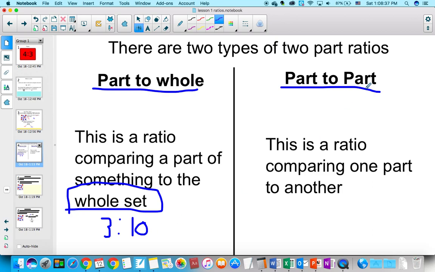While part to part is a ratio comparing one part of a set to another part of a set. So let's use our marble example again, and we say, okay, I have 10 marbles again, but 4 of them are blue, and 3 of them are red. We know we have 10 marbles, but we're comparing the blue to the red, so we don't have the total. And that's really the difference there. Part to whole, one part of the ratio is the total. Part to part, you're comparing 2 separate parts.